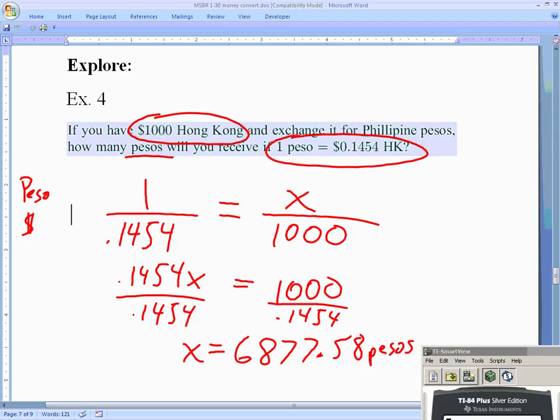You can also check to make sure your answer seems to make sense. 1 peso is worth just pennies of the Hong Kong dollar. So if I had a full Hong Kong dollar, I would have to have many pesos in order to equal that. And so here I had 1,000 Hong Kong dollars, so I would need many, many more pesos, a full 6,000. So again, it makes sense with what we started with in the original problem.